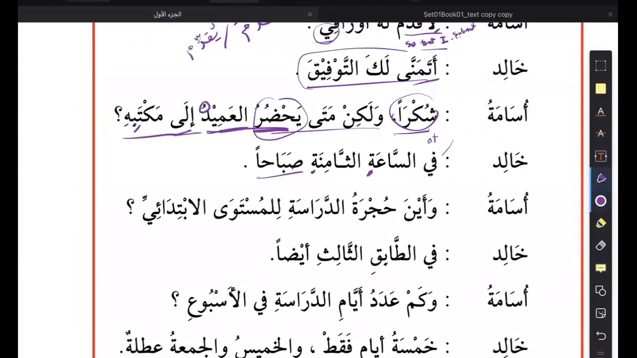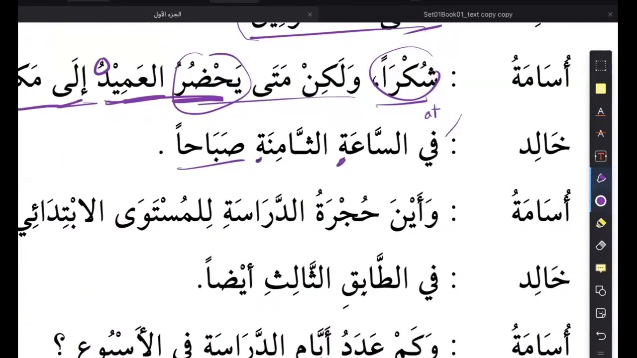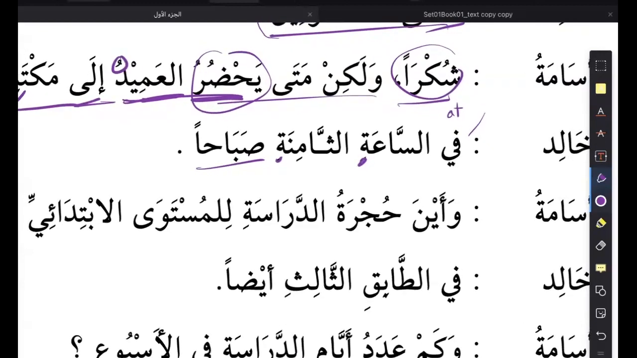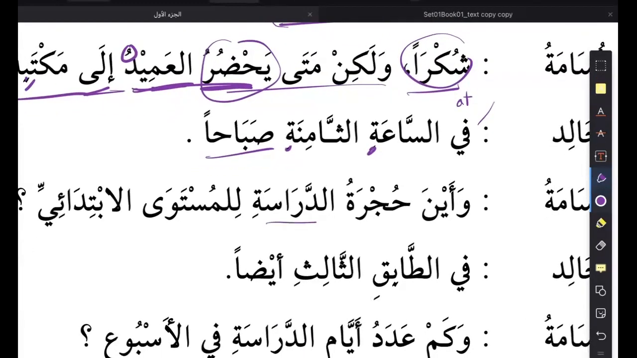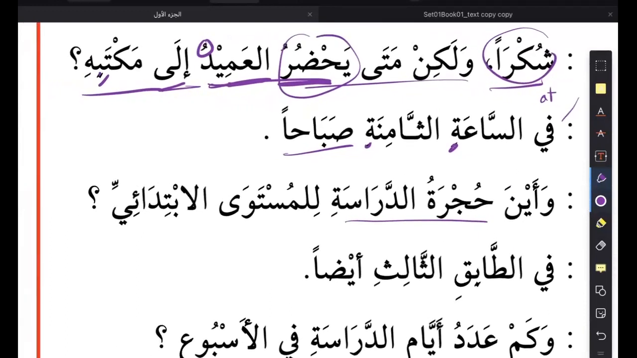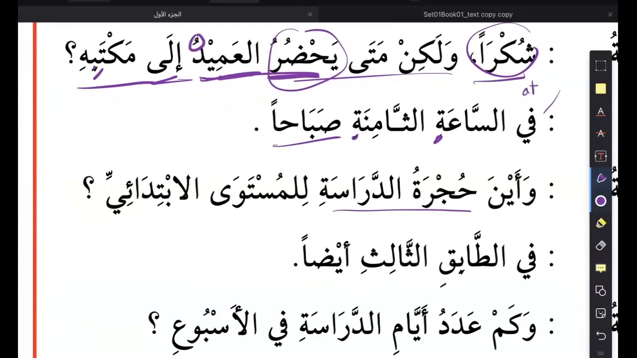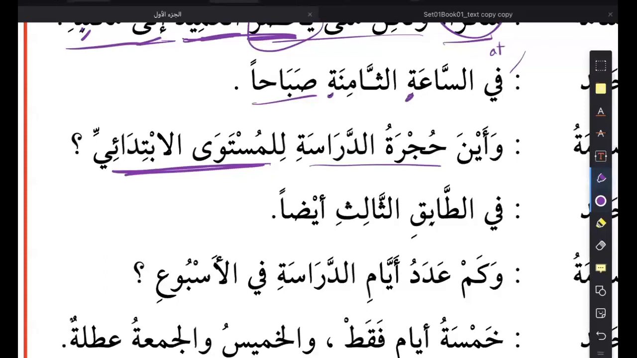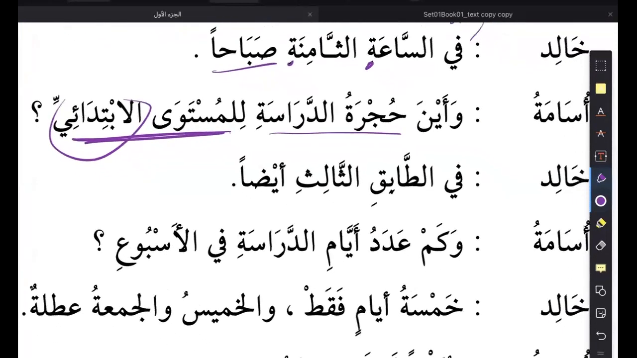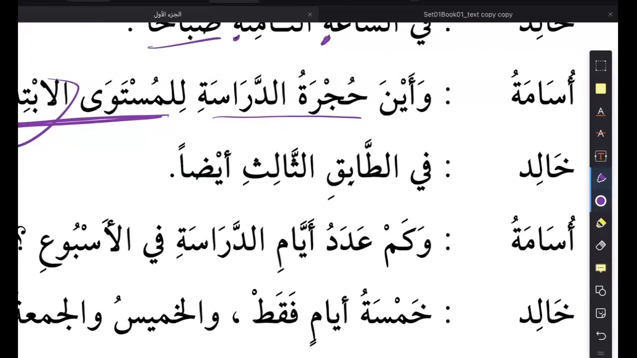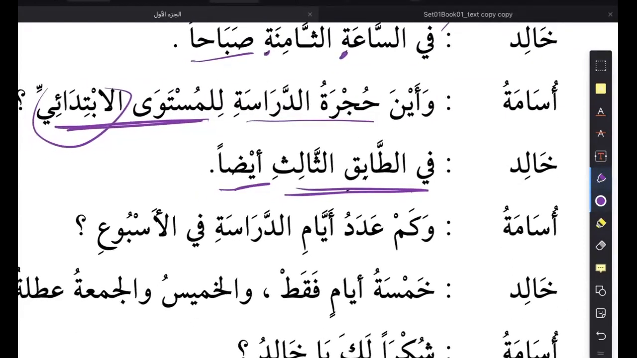Make sense? Now, then Usama asked, وَأَيْنَ حُجْرَةُ الدِّرَاسَةِ? Where is the study room? للمستوى الابتدائي. So where is the room for the primary or beginner level? We had all of these words: ابتدائي, متوسط, متقدم. في الطابق الثالث أيضا. Okay, in the third floor also. أيضا means also. We had them before as well.